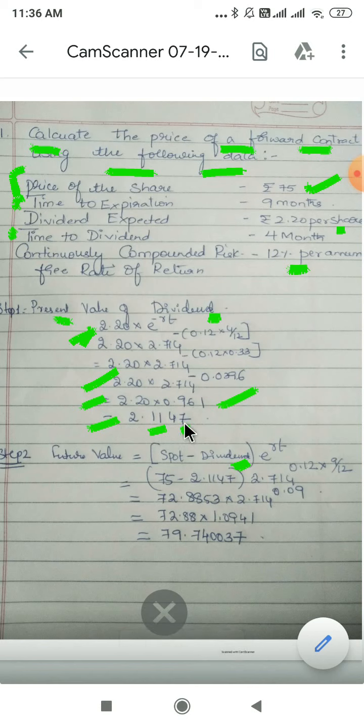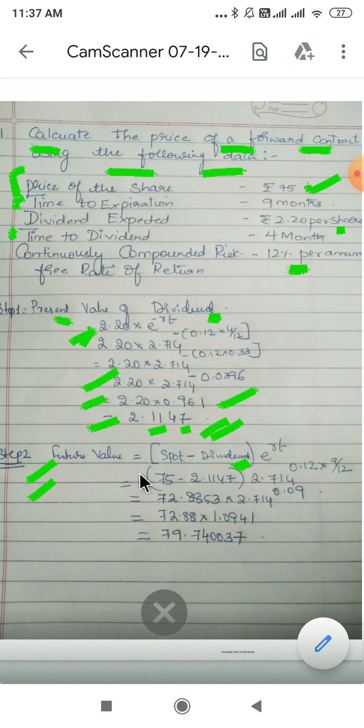So what was the dividend? 2.20. What is the present value of the dividend? 2.10, which means 2 rupees 20 paise has become 2 rupees 10 paise. Why? Because we are considering the present value of the dividend. We are discounting the 2.20. So once you get this answer, now what do you have to do?